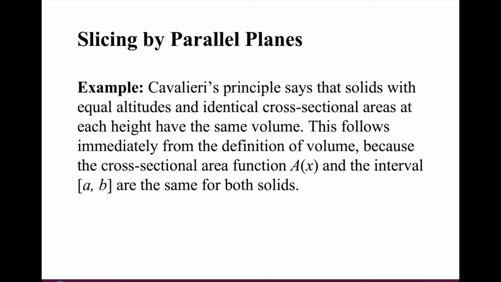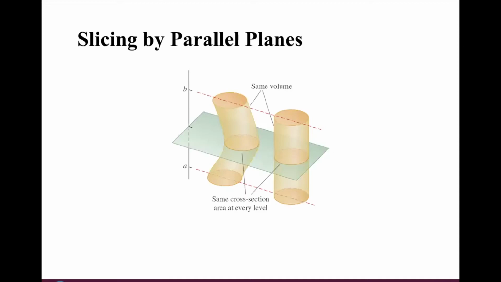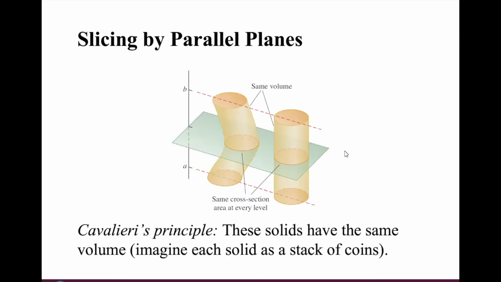And this follows from our definition of volume because the cross-section area function A of x is going to be the same for both solids. And so is the interval from a to b, as you can see in this picture here. I like the analogy that I saw in the textbook, which is to think of these two things as stacks of coins. This one, the stack is kind of crooked. This one, it's nice and neat, but they both have the same volume because all of the corresponding cross sections are identical. There it is. I knew I saw it somewhere.